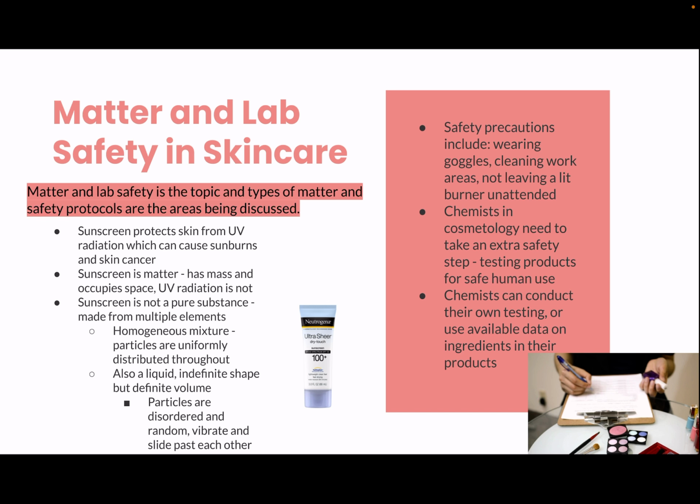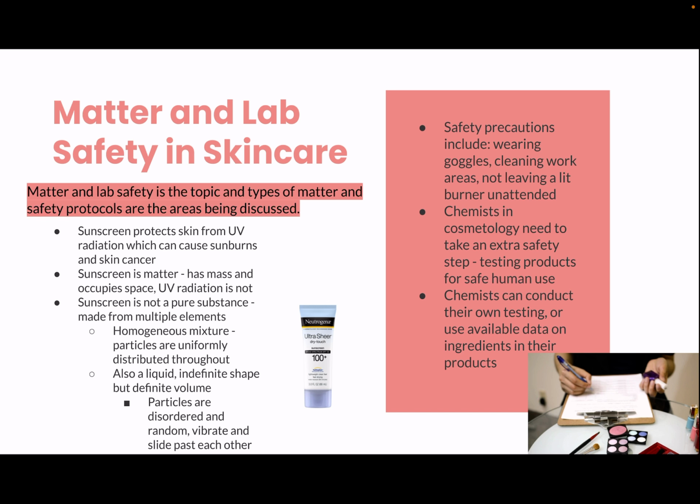can cause sunburns and skin cancer. Sunscreen would not be classified as a pure substance because it is made from multiple elements, and it would be classified as a homogeneous mixture because the particles are uniformly distributed throughout. Another classification of sunscreen is a liquid since it has an indefinite shape but definite volume, and its particles are disordered and random and vibrate and slide past each other.